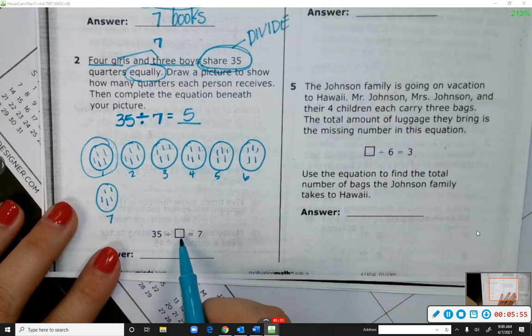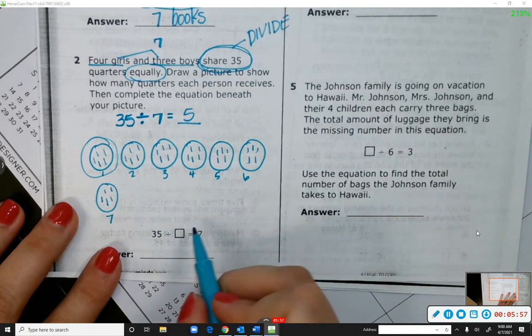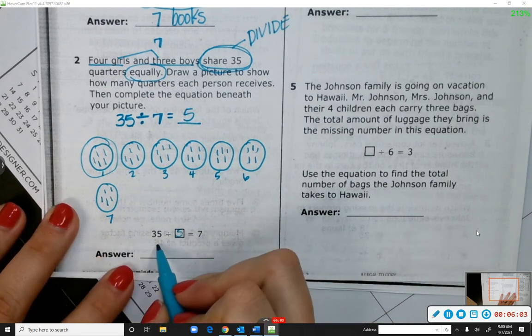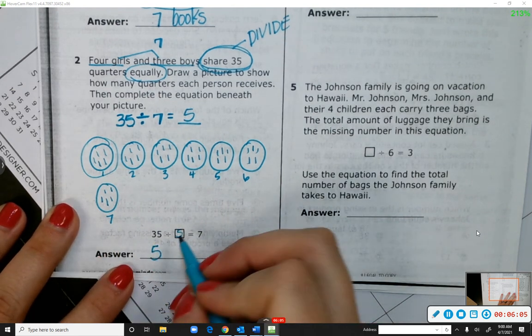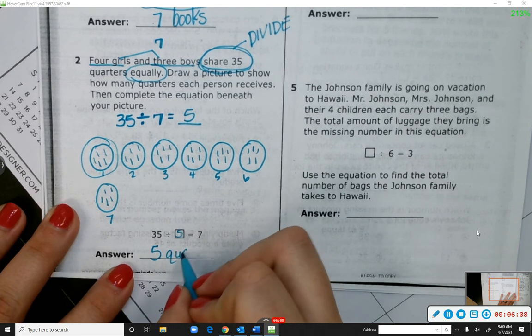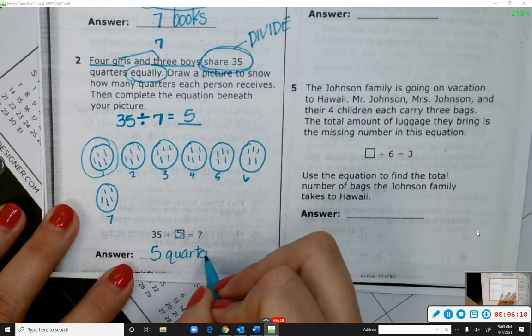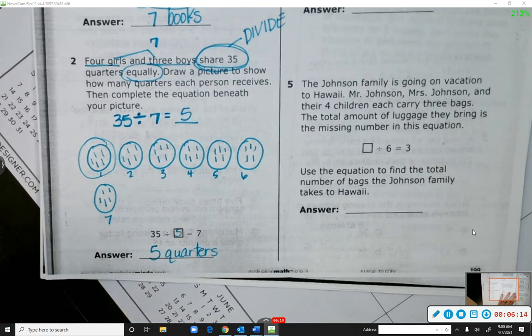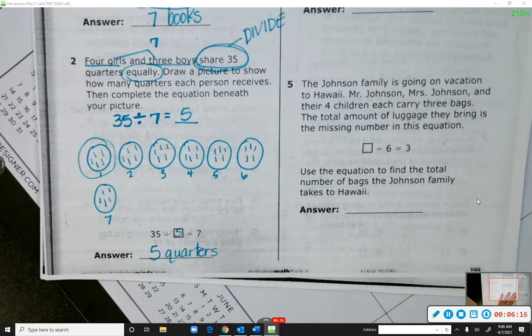So can 5 go in this box? Yes. It's like a fact family. All you do is flip those numbers around. Okay, so the answer would be 5 quarters. Each person would get 5 quarters. Now, if you wanted to draw an array, that's fine. All of our pictures don't have to look the same.